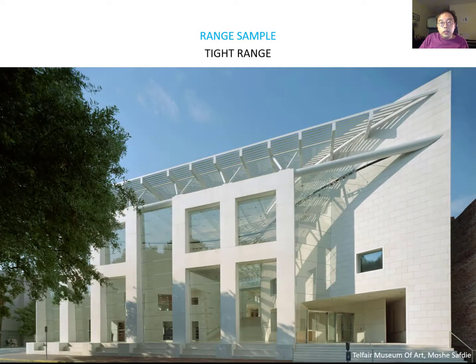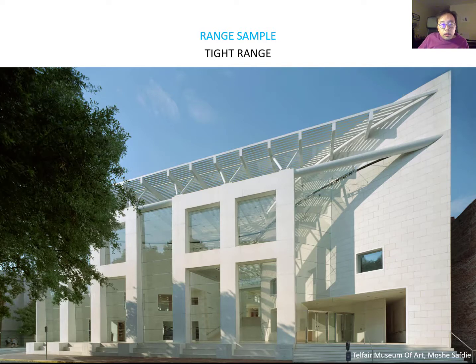Next project is using the tight range. This building's exterior and major interior walls are clad with a light color Portuguese limestone. They use the limestone inside and outside, with the same size of stone and a similar color tone. That's why it is more concerned with the tight range.